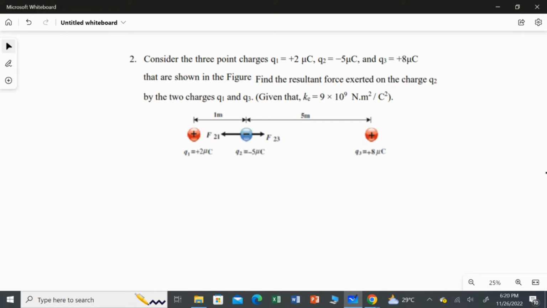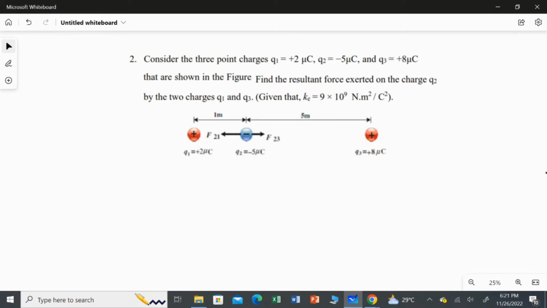Please see here, the distance between Q1 and Q2 is very short, right? So that means the force of attraction will be strong, right? So that means this negative charge will move to the left hand side. That means it will take the negative value, right? The resultant force you are going to calculate must be a negative answer.